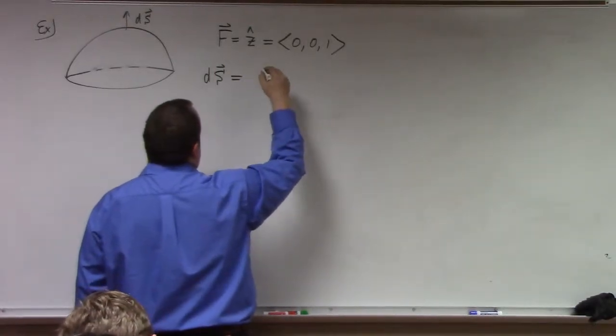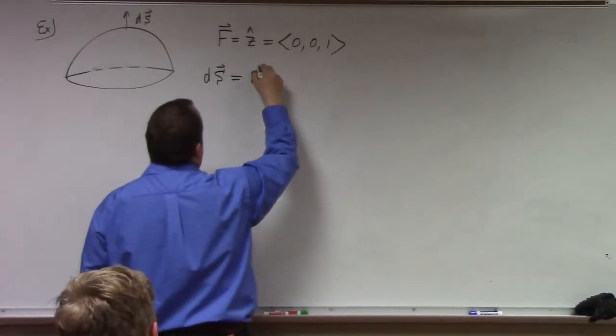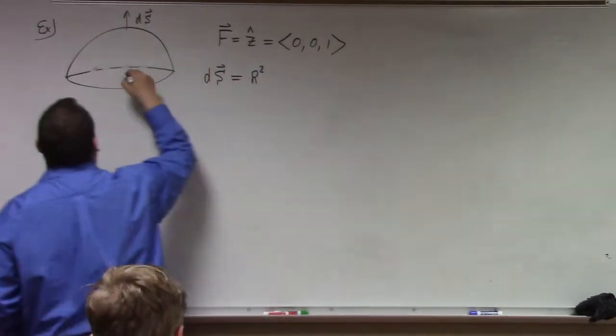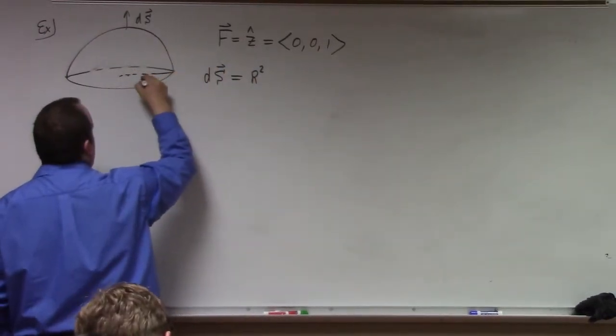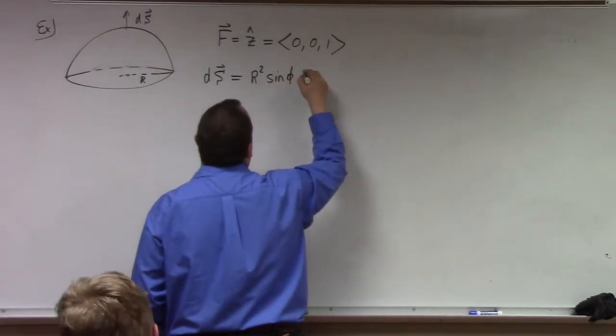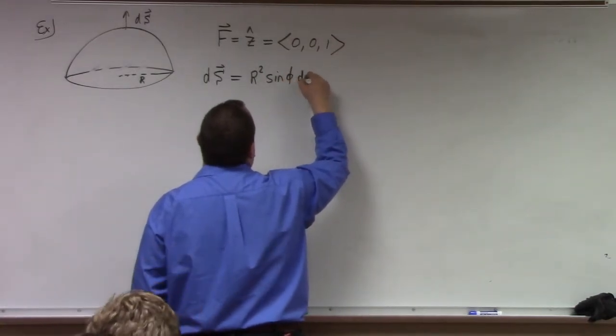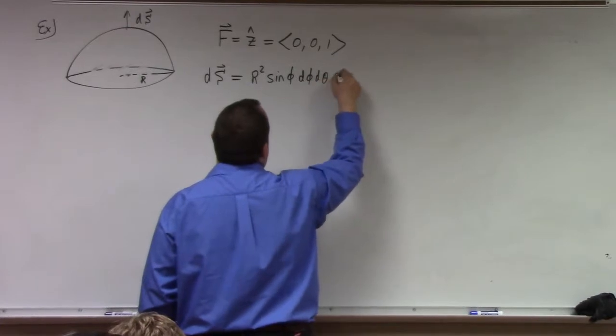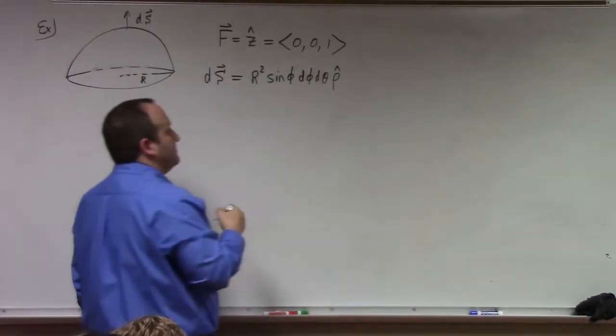What is it? It is r squared. I'm saying this has radius r, by the way. R squared sine phi, and then I usually rattle something off like d phi d theta rho hat. Well, that's great, but what is rho hat?